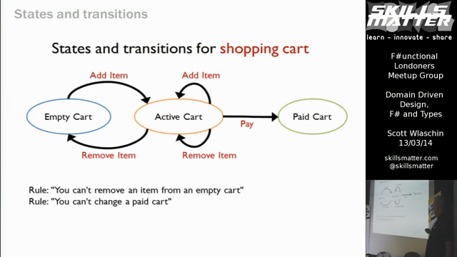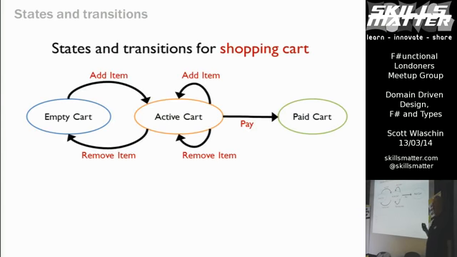So, rule: you can't remove something from an empty cart, you can't change a paid cart, you can't pay for a cart twice. These are classic business rules. If you design it as a state system like this, you literally get these rules for free. And you don't have to worry about bugs. So, how do we actually design a system to handle this kind of thing?